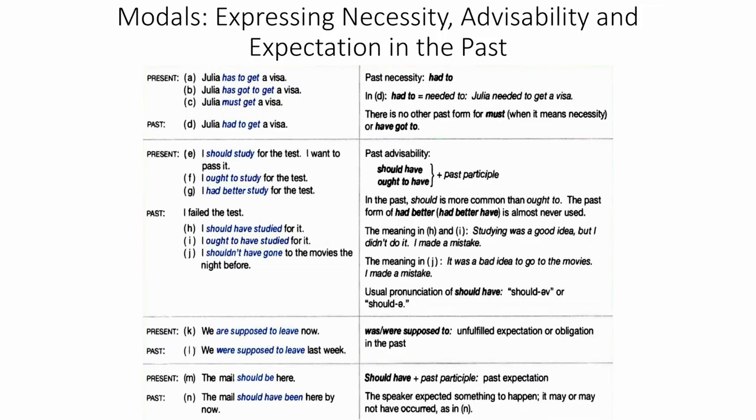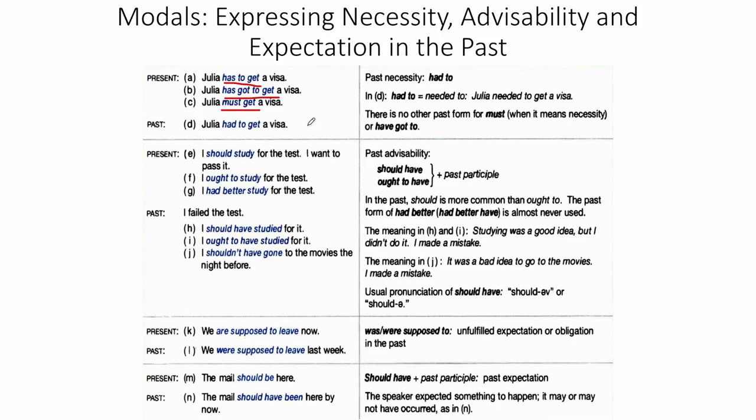Now, for example, for necessity, if you remember, we have said that for expressing necessity, we can use the modal must, we can use the modal have to, we can use the modal have got to. These are the modals we can use for expressing necessity. Now, in the present, here they are again. So we have has to get a visa, has got to get a visa, must get a visa. Julia has got to get a visa, and Julia must get a visa. So this is how we can use necessity in the present or future.